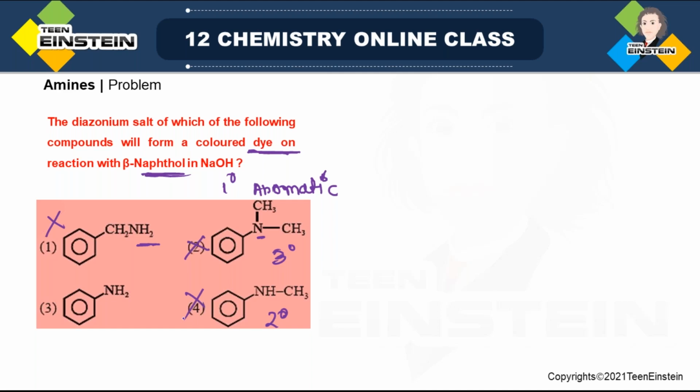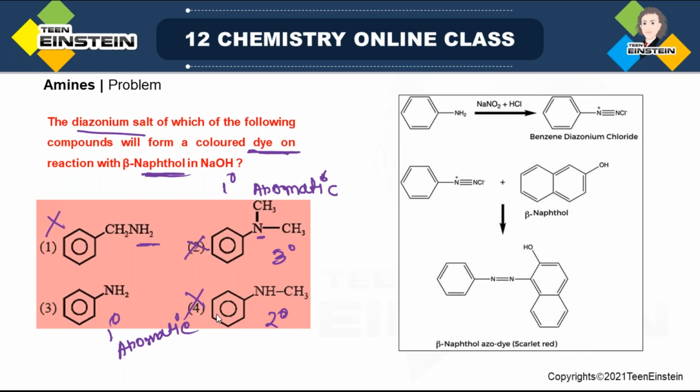So even if you can't remember the structure that you get from the book, this much information is already given in the question, that diazonium salt of which of the following compounds. So diazonium salt you can produce only from option 3, which is 1 degree, as well as aromatic. So it is fulfilling all the conditions. So this should be the correct option. But if you are really interested to know what is actually going on, though it is already shown in the diazonium salt slide, this is the molecule which will be formed first. It is actually the diazonium salt, and this diazonium salt is treated with beta-naphthol. Beta-naphthol is a naphthalene ring.